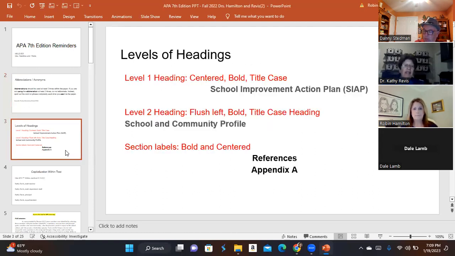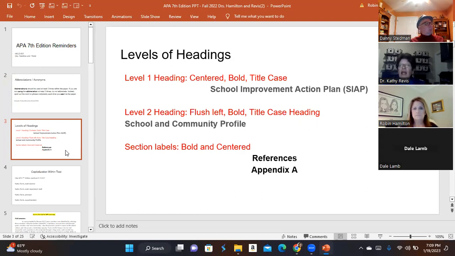Okay, so next would be our levels of headings. And APA is a thick manual. I don't even know how many pages, and you've probably got a copy of it now. We're just hitting the highlights, the things that you will use most in writing your evidence work. So one thing here is the levels of headings. Now, in your template, these should already be there, but you have your first level of heading, and that's, of course, the title of your evidence work. And we're doing right now the APSL. So a level 2 heading would be like your school and community profile.